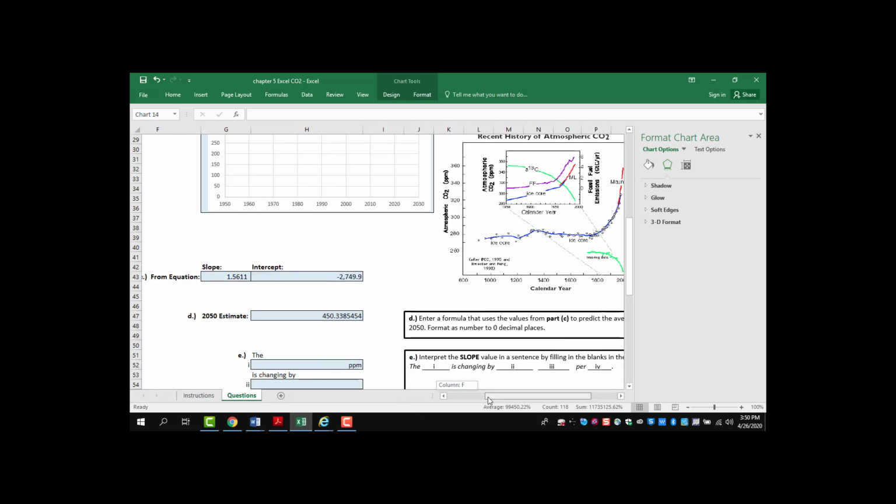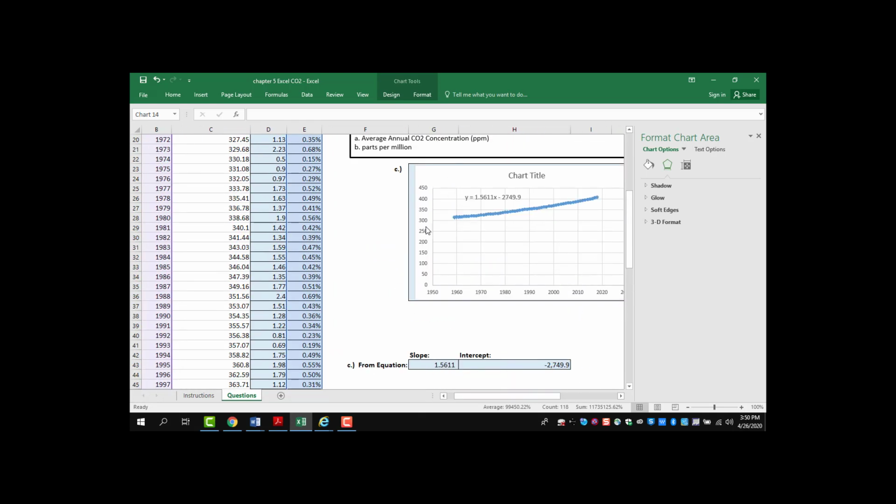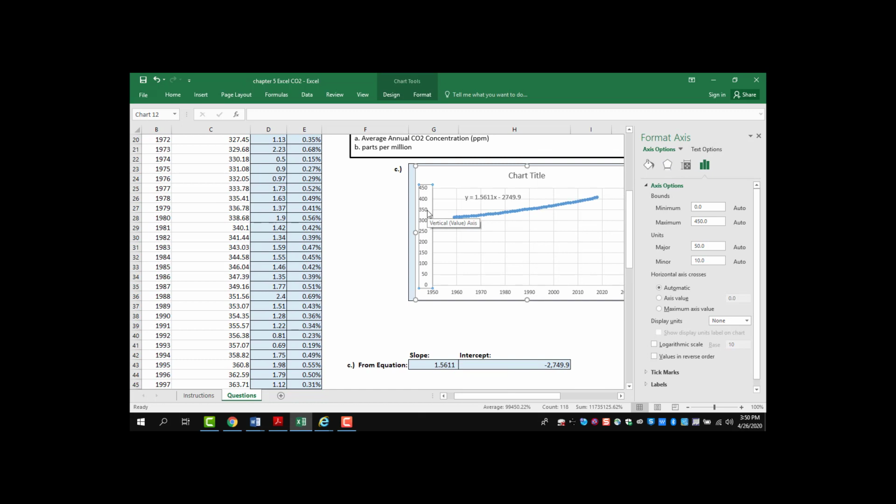So I'm going to leave it at that. I'm going to leave you to figure out how to change this to 300. It's not hard. And then you get perfect on that. Okay, that's it for that one.